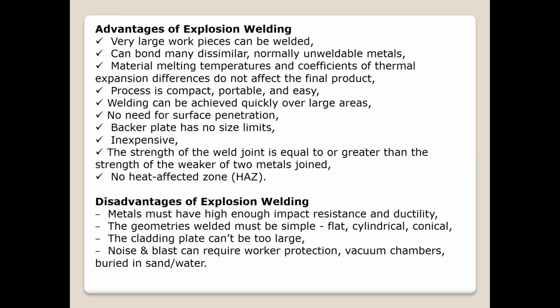But also there are some drawbacks. For example, the metal materials must have certain impact resistance and ductility, so they shouldn't be brittle. The geometries of the welded parts should be simple, like flat plates or cylindrical, conical or tubular parts. And the cladding plate or the flyer plate shouldn't be too large because of the manipulation and other limitations of the process. Also, this process causes a lot of blast and noise, so this should be controlled if possible.